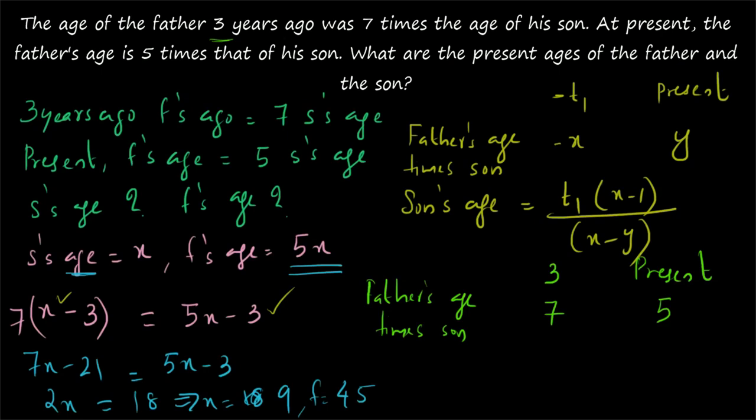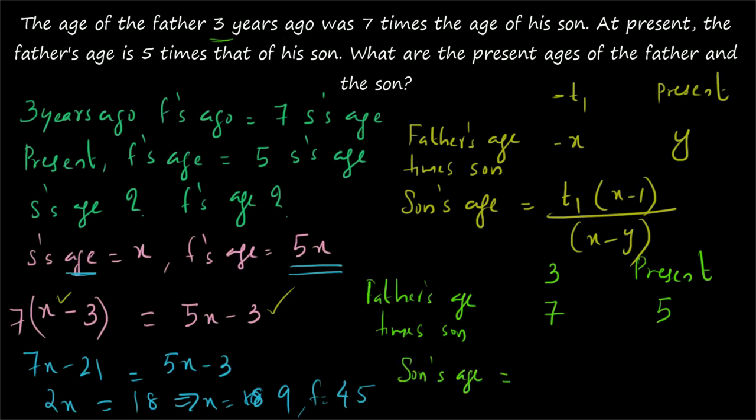3 years ago, how many times was father's age that of son? And at present, what is the relation between father's age and son's age? Father's age is 5 times that of son. So just we have to write 7 here, 5 here. So what is son's age?